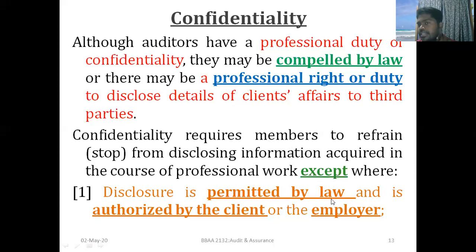Actually, confidentiality says the member should not disclose client information to third parties, but there are some situations where the member can communicate or disclose that information to a third party. Three different situations are there. The first one: the disclosure is permitted by law and is authorized by the client or the employer. Please remember this first situation: normally the information can be shared with third parties if the disclosure is permitted by law and authorized by the client or employer.